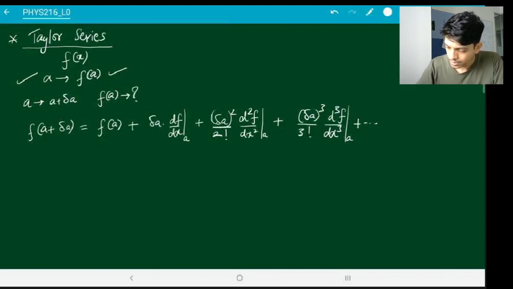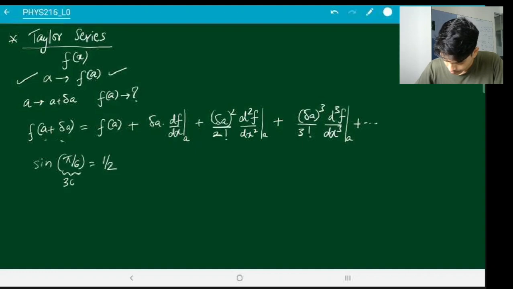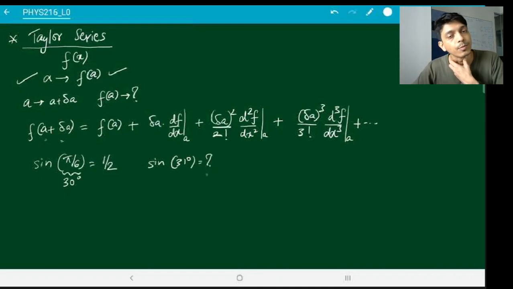What can you do with this? If you know a and if you know delta a, then this is just a question of plugging in the numbers and evaluating this form. Just to give you an example, you know that sine of pi by 6, or 30 degrees, is half. But if you want to find out what is sine of 31 degrees, you can now use this formula.